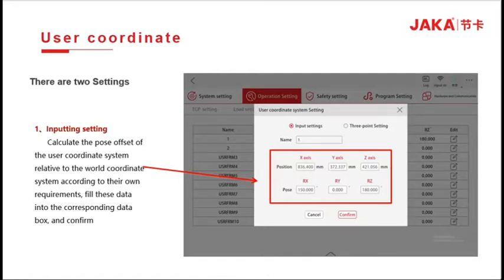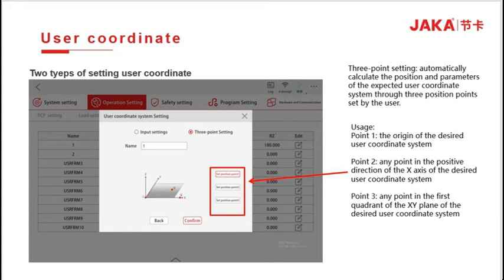2 methods of setting the user coordinate system. First one, input settings. Calculate the desired user coordinate system position relative to the world according to your own needs. Fill this data into the corresponding data boxes, then click OK. Second method, the 3-point setting automatically calculates the desired position and attitude parameters of the user coordinate system by setting 3 position points by the user.